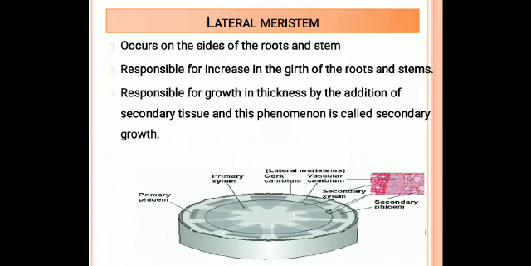These tissues are also responsible for the growth in thickness by the addition of secondary tissue. This secondary tissue development is called secondary growth. Here you can see the picture, the girth or diameter of the plant: the secondary xylem, cork, cambium, primary xylem and primary phloem, which we will discuss in permanent tissue. Okay, thank you.